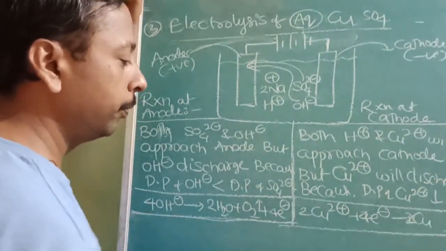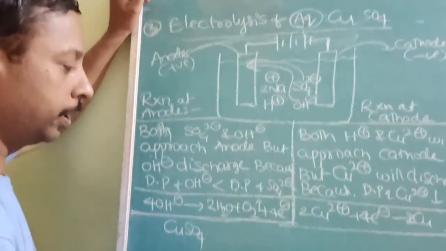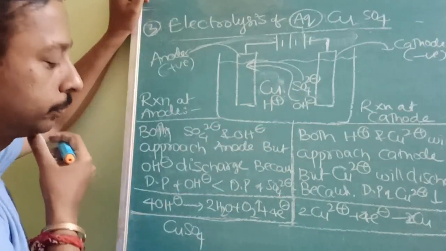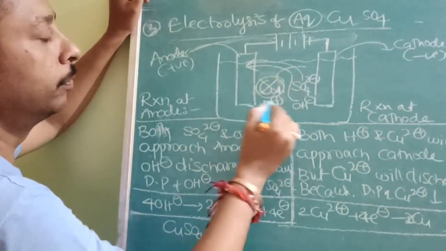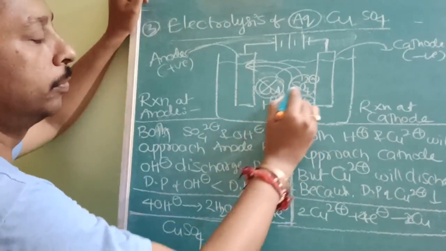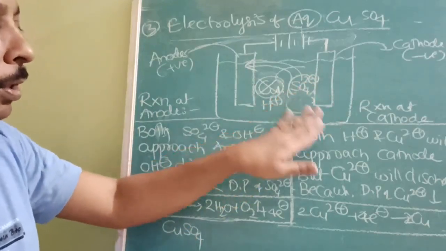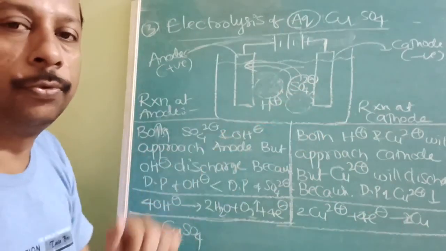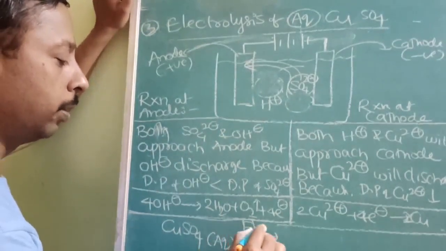Understood? So ultimately the final reaction: I have taken copper sulfate, sorry, here also I will write CuSO4. From here this is gone. From here OH is gone. So what is left over here? OH is no more. From here H is removed, Cu is removed. So what is left over here? H2SO4 is left over. CuSO4 aqueous on electrolysis.